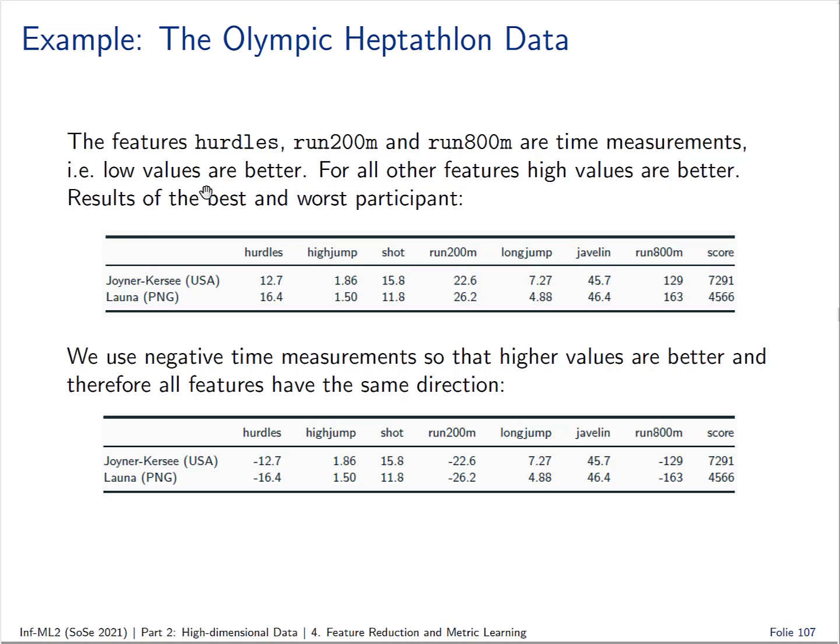In order to get the features somehow comparable, we have to think about something. So first of all, here you see the results of the best and the worst participants. So the gold medal winner was Jackie Joyner-Kersee from the US. You see her measures here, and the worst was some Miss Launa.